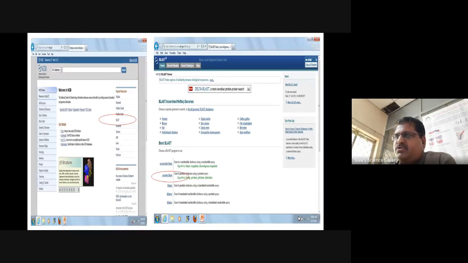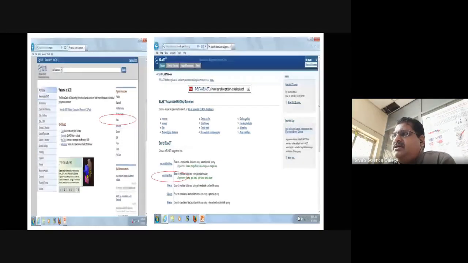You just note down. Go to the NCBI website and select BLAST. I have circled BLAST in red on the screen. So select BLAST. Then a new window will pop up. In the new window, you will have a number of BLAST tools. Select protein BLAST.